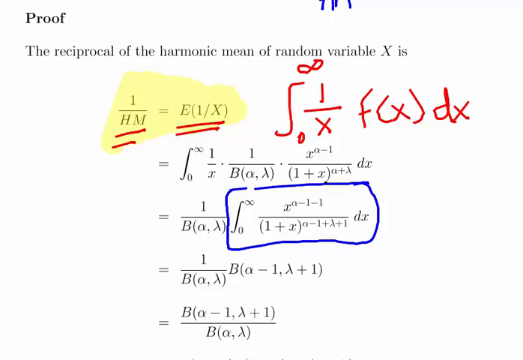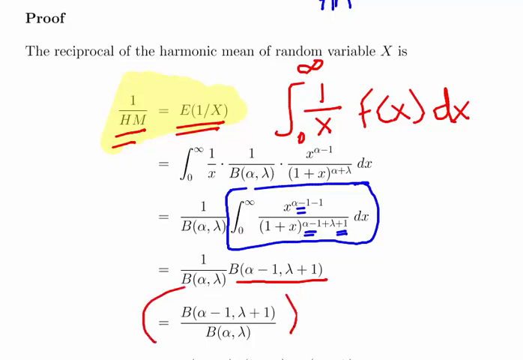In the denominator, we have 1 plus x to the power of alpha plus lambda. We can express that power as alpha minus 1 plus lambda plus 1, so the two parameters are made very explicit. We have alpha minus 1 up here, minus 1, and then alpha minus 1 plus lambda plus 1. That means the integral can be expressed as the beta function of alpha minus 1 and lambda plus 1, divided by the beta function of alpha and lambda.